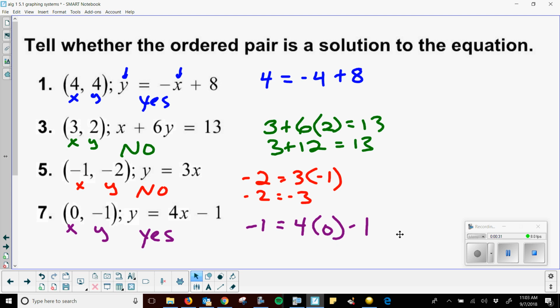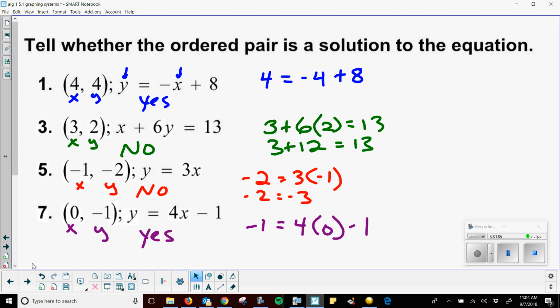So first thing we did, and again, you can pause and copy down and then unpause, rewind, however you need, because I'm going to talk fast. Basically, is the ordered pair a solution to the equation? Is this point a part of this line? Well, if you take the x and y and plug it in and see if it's a true statement, then yes, this point is on this line. If it's not a true statement, no, this point is not on this line. It's maybe nearby, but it has to be a point on the line for it to be a solution.